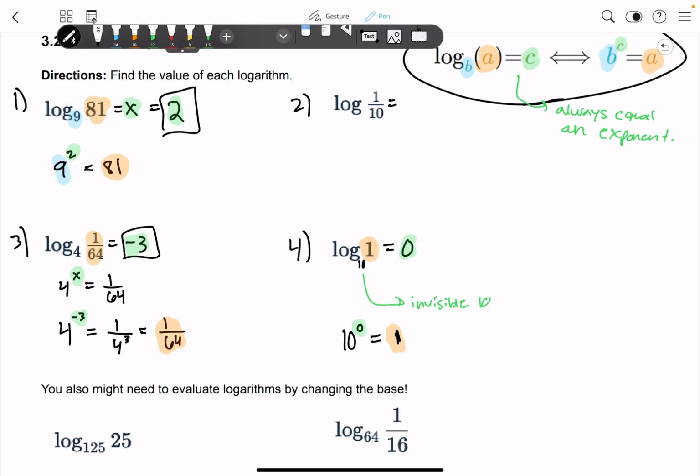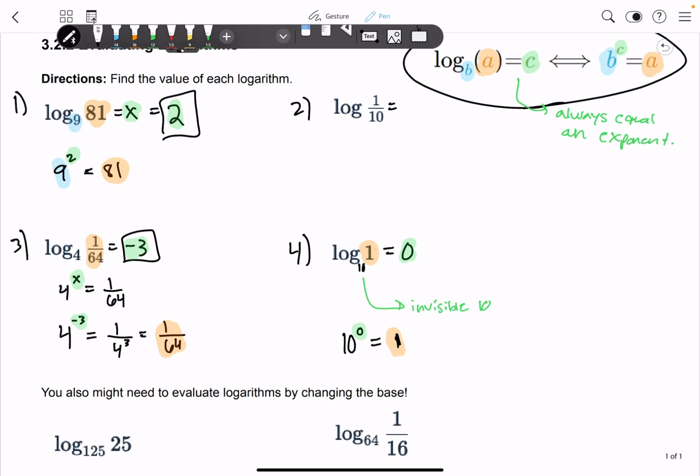Cool. Look up at number 2. I'm going in a weird order here. Invisible 10. 10 raised to what power is 1 over 10? This is just a simple -1. We're just flipping that base of 10 into the denominator, and that makes the 1 positive. Sweet. So logs always equal exponents.